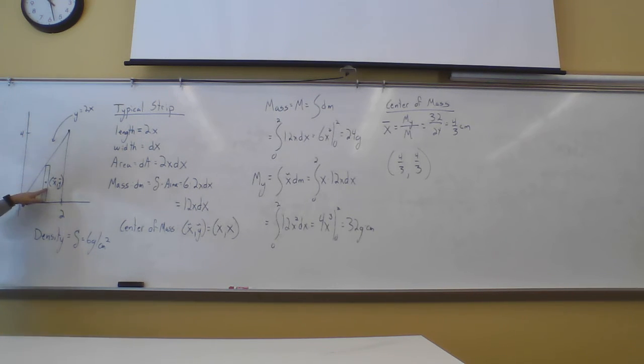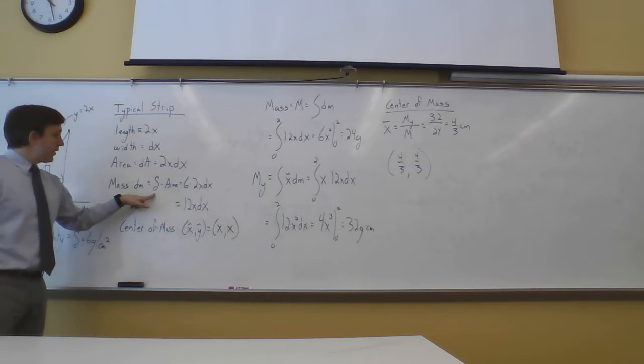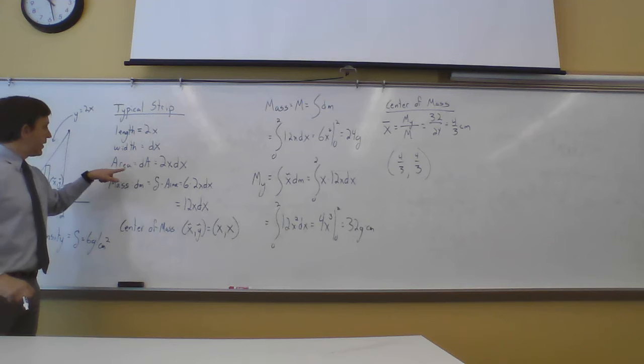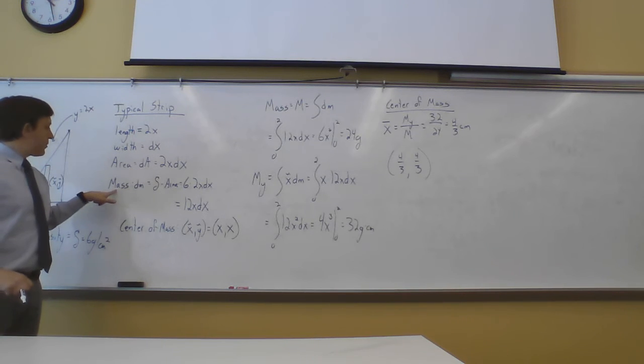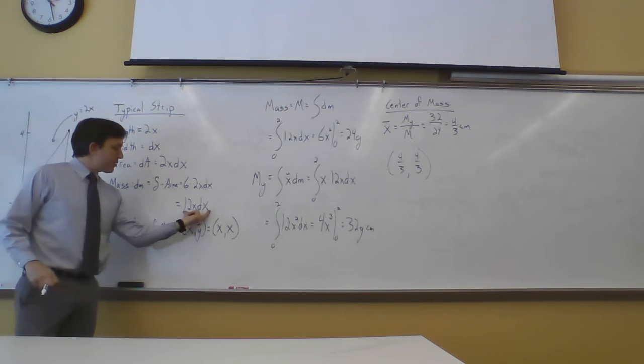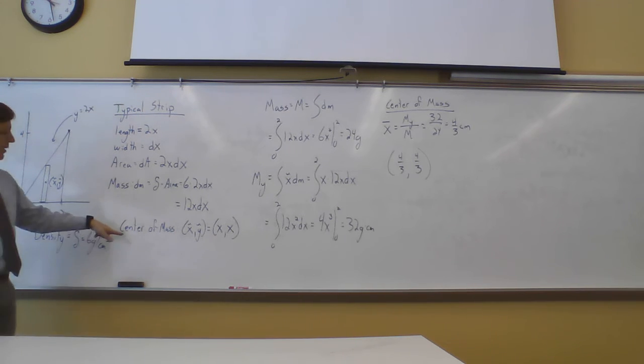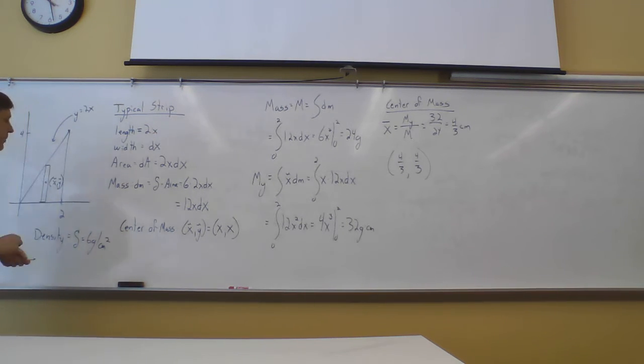The mass of our typical strip is delta, or 6 grams per centimeter squared, times the area. And again, the area is its own little function. So for each strip, its mass is 12x dx. Now, the last thing we need before we dive into all the moments in the center of mass for real is to look at the center of mass for our typical strip.